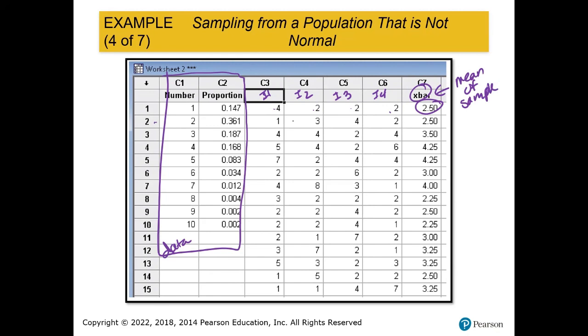Okay, so then I do it again. I pick 4 values, calculate the mean. I pick another 4 values, calculate the mean. Another 4 randomly chosen, get the mean. Randomly chosen, get the mean. This is repeated 1,000 times. And then these values are graphed.